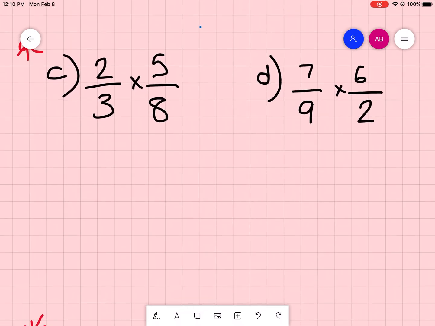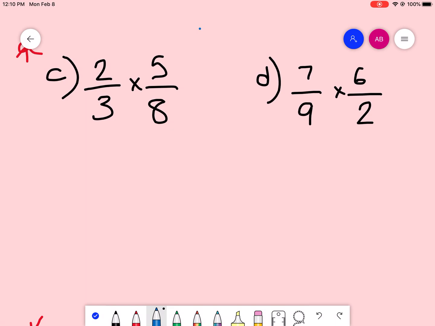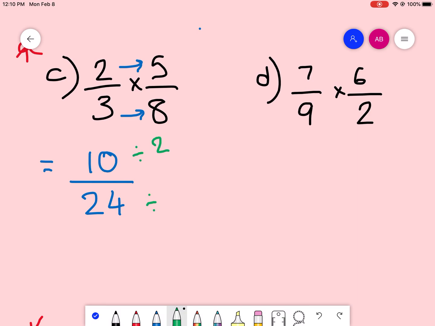Now these next two questions that I do are the same process to start with. There will just be some simplifying to do at the end. So 2 times 5 along the top gives me 10 as the numerator. 3 times 8 along the bottom gives me 24 as the denominator. Now in this case I can divide top and bottom here by 2, so I must do that to reveal a fraction of 5 over 12. If you don't simplify at the bottom there when you can, you haven't completed the question.